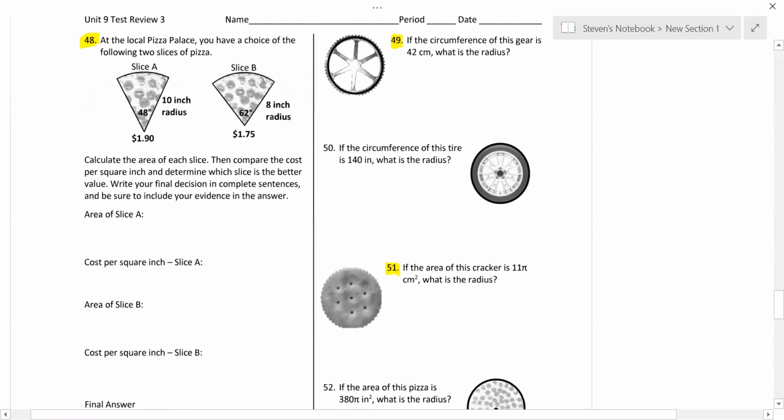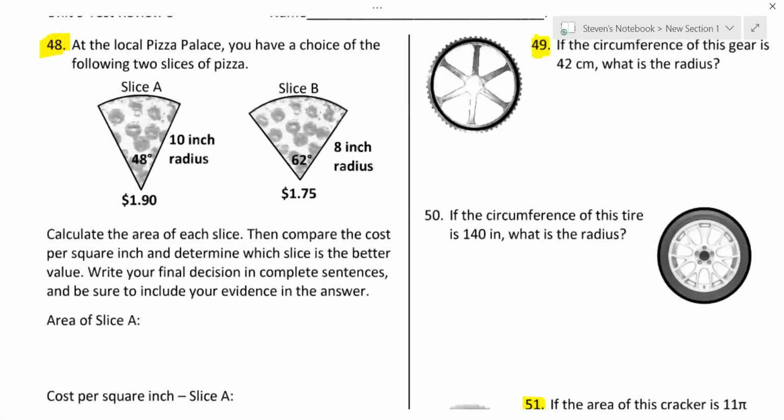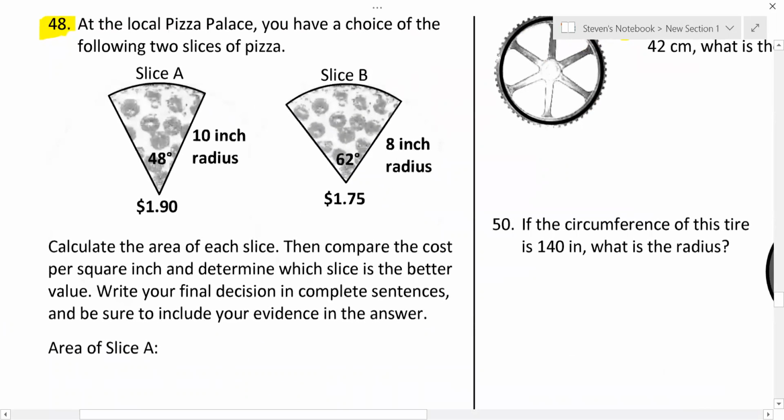At the local pizza palace, you have a choice of the following 2 slices of pizza. So it looks like we got 2 slices of pizza here, slice A and slice B. You can see slice B looks shorter, but covers a wider area maybe. I don't know. They're different prices. They have different degree measures as well, right? And different radiuses. So it says calculate the area of each slice. Then compare the cost per square inch and determine which slice is the better value.